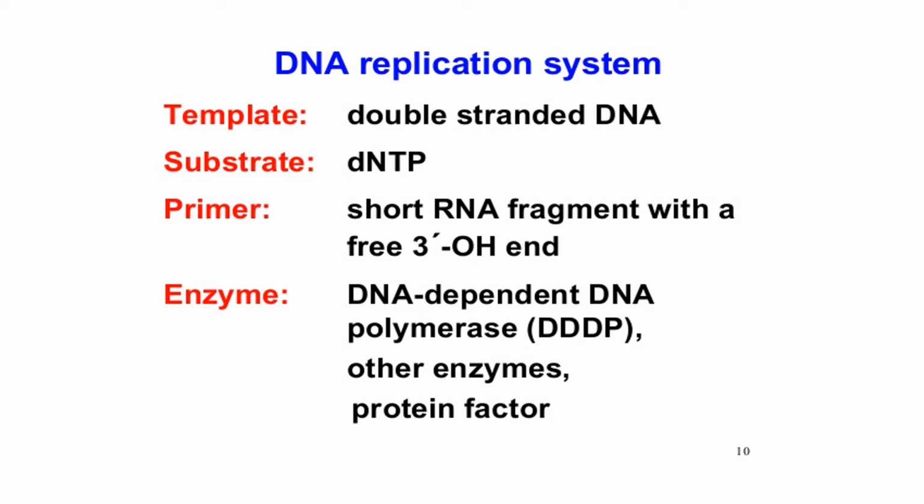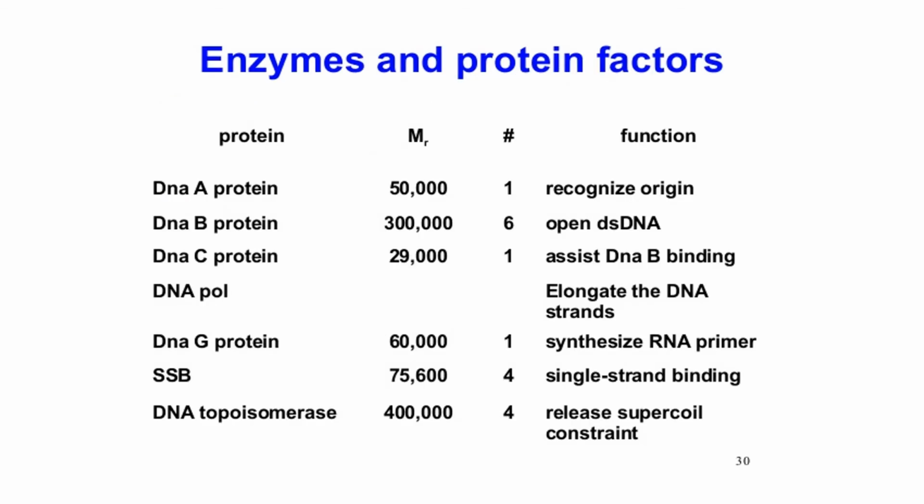The fourth thing that we require is the DNA-dependent DNA polymerase, DDDP. They are the polymerases which are going to polymerize the dNTPs. Other enzymes and protein factors are also required for the synthesis of DNA. Here are the details of these proteins and enzymes and their molecular weights.